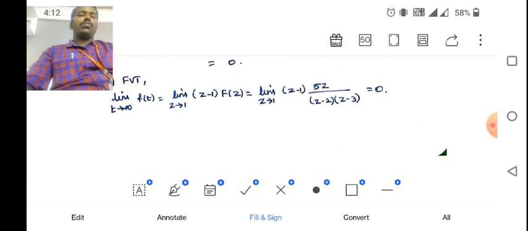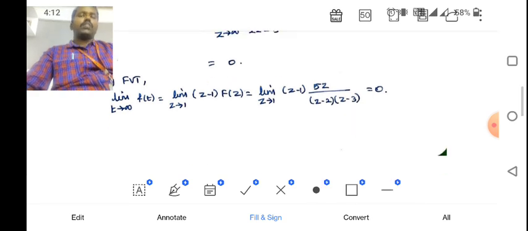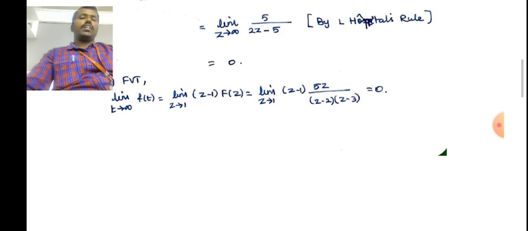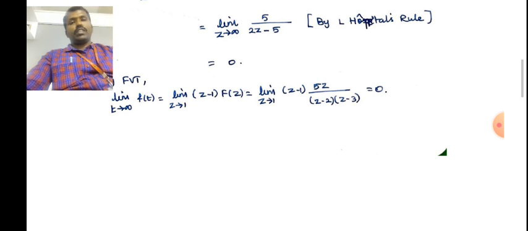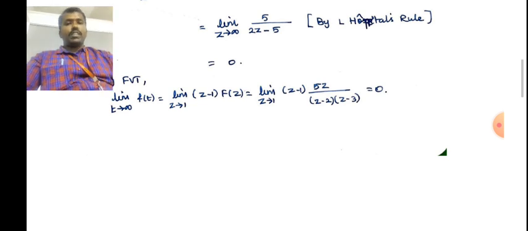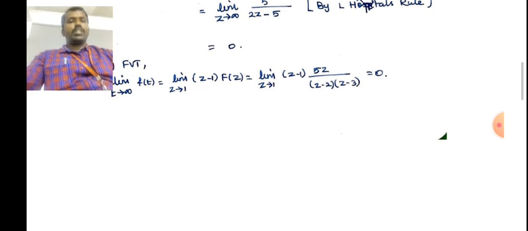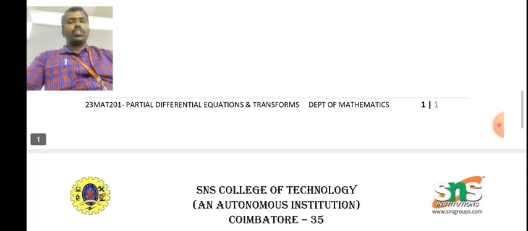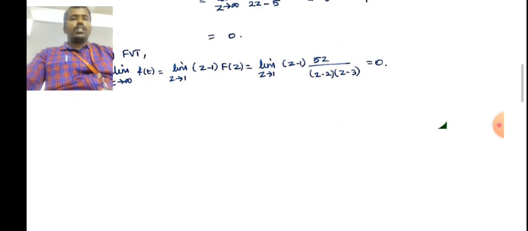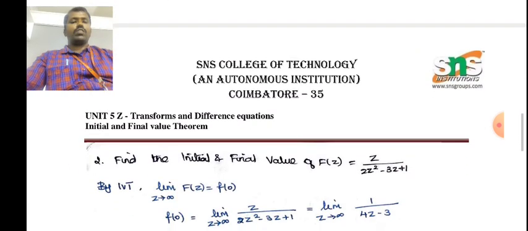Next, final value theorem. Limit of f(t) as t tends to infinity equals limit z tends to 1 of (z minus 1) into F(z), which equals limit z tends to 1 of (z minus 1) into 5z by (z minus 2) into (z minus 3), equal to 0. Substitute z equal to 1, we get the value 0, therefore this value is 0.